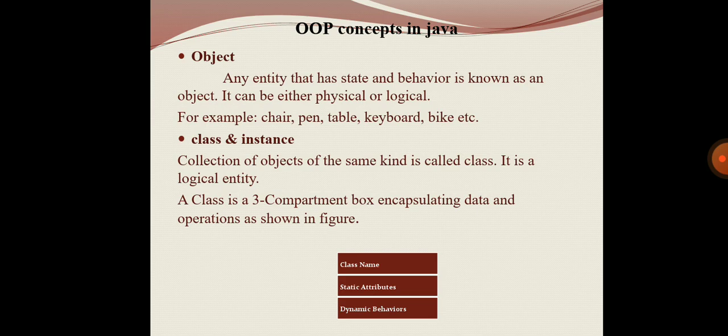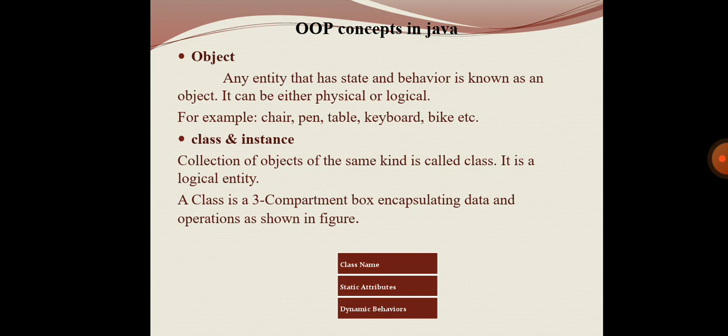First, let us see what we mean by an object. An entity that has a state and behavior is known as an object. It can be either physical or logical. Examples of an object are chair, pen, table, keyboard, bike, etc.